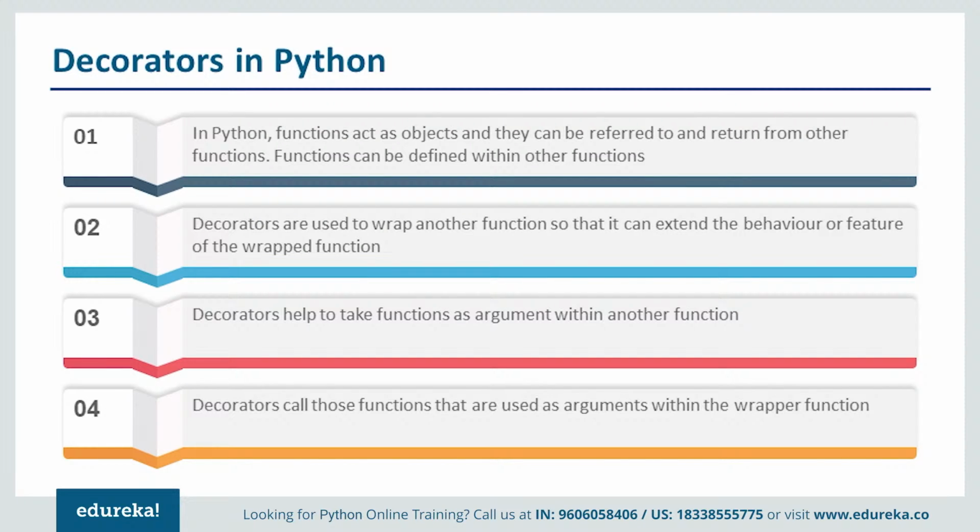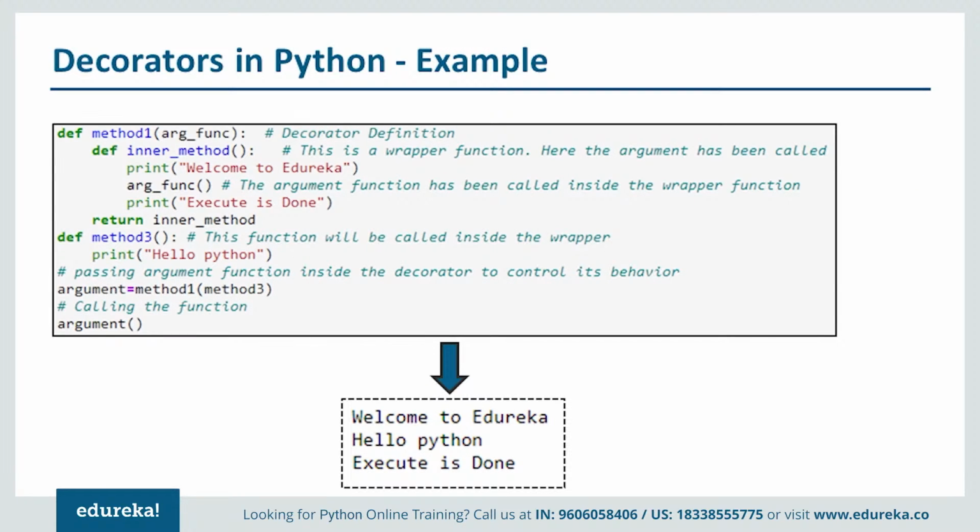So decorators help to take functions as arguments within another function. That's another benefit, which helps us extend the default functionality of a function. Decorators call those functions that are used as arguments within the wrapped function. So this is the real purpose of using decorators. Now with a proper example, we will be able to see how it really happens.